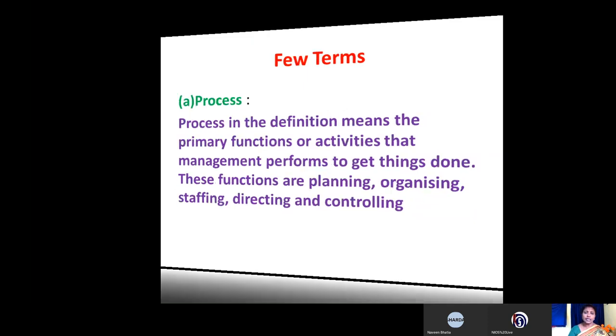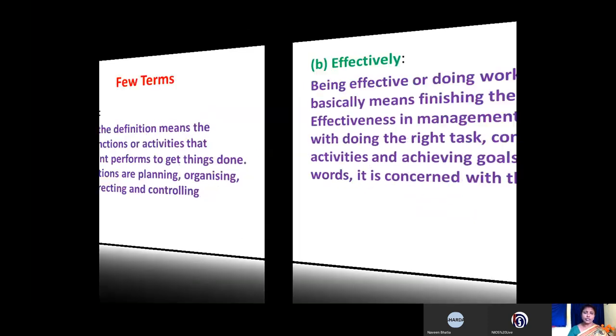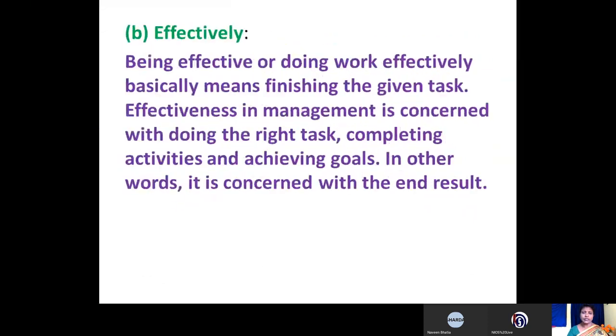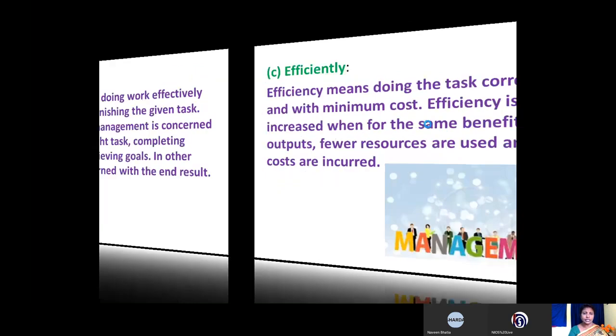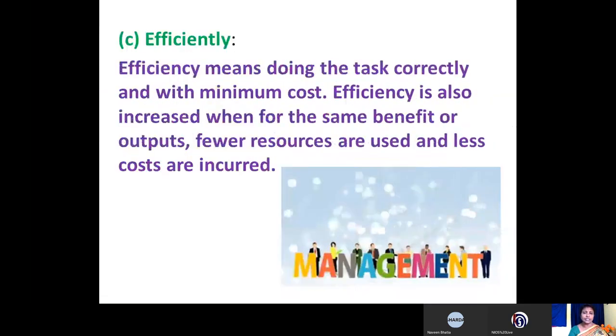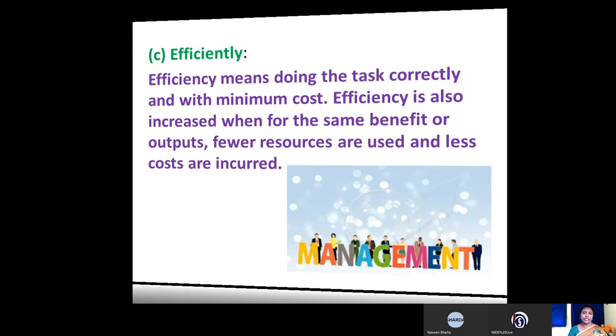Now, we also understand that management always has to be done effectively. Please read what is written over here. Being effective or doing work effectively means finishing the task. The third important element of management is doing it efficiently. And what is efficiency, students? Efficiency means doing the task correctly and with minimum cost. Students, you should be able to get the same output as you have done effectively, but the resources used should be less and the cost incurred should also be less. This is what you understand about efficiency and effectiveness.